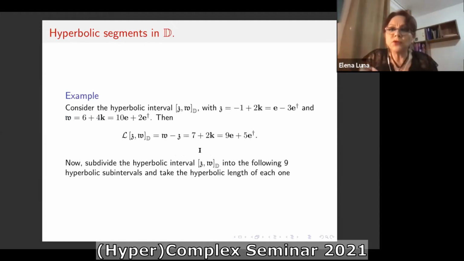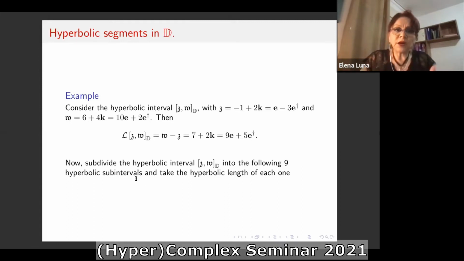I took only two different hyperbolic numbers related with the partial order. I took Z equal to this number and W this number. So it happens that W is larger than Z with respect to the partial order. Then the length of this interval is this number, 9e plus 5e dagger.